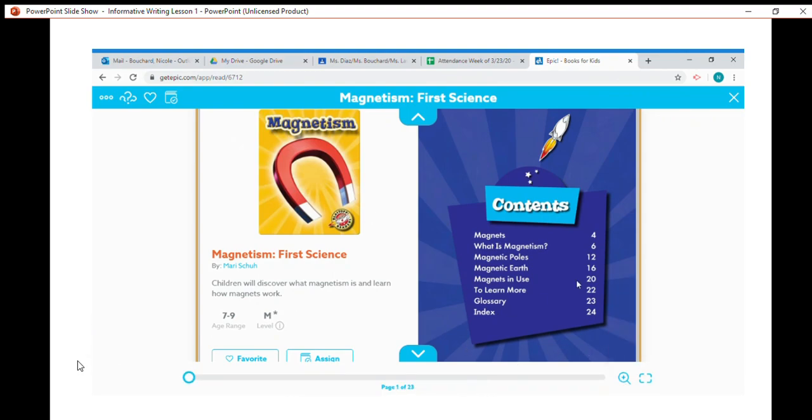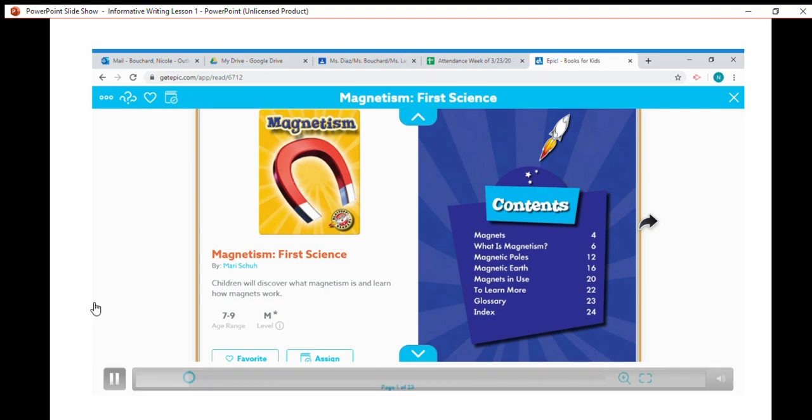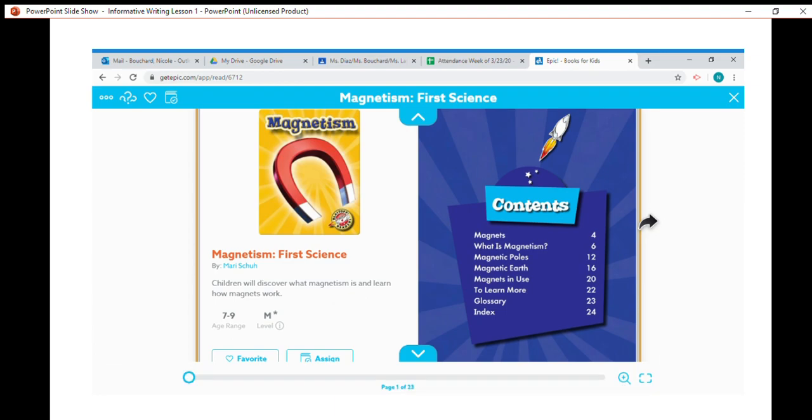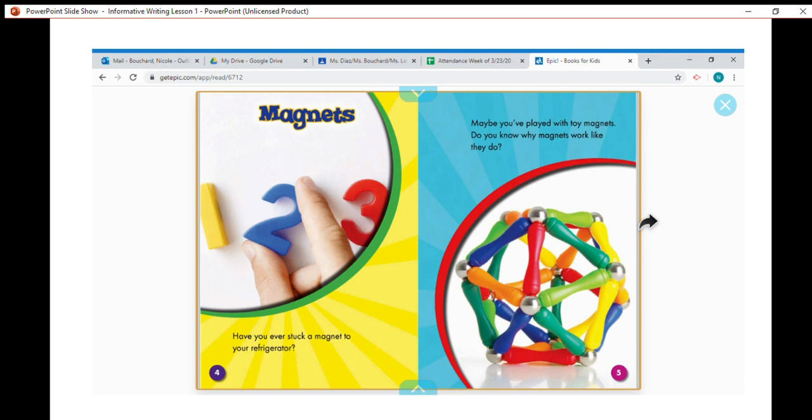Here's a book about magnetism. This is an informative text. We're not going to read it, we're just going to take notes on what we see throughout the text. So here's the first page. I notice a table of contents. So that is something we should probably list on our list of things that we see in informative text. I see a lot of pictures and maybe even some question marks to start the text to make it interesting, like a hook.